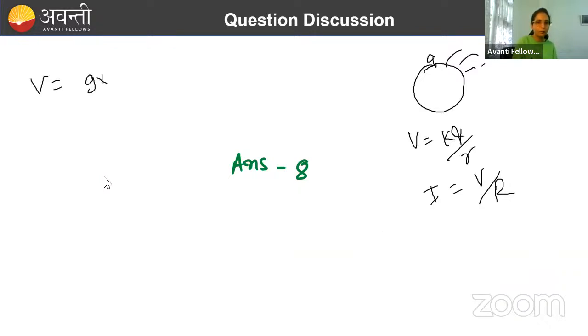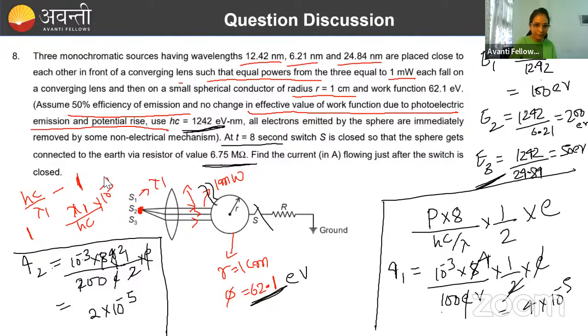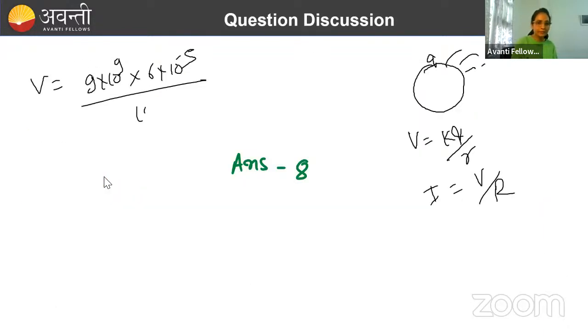V का वैल्यू निकाल लो. 9 into 10 to the power 9 into 6 into 10 to the power minus 5. R कितना था हमारा? 1 सेंटीमीटर था ना? Yes. So this is equal to 10 to the power minus 2. How much it is? 9 into 6, that is 54.